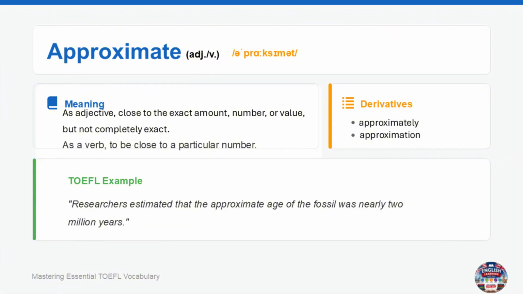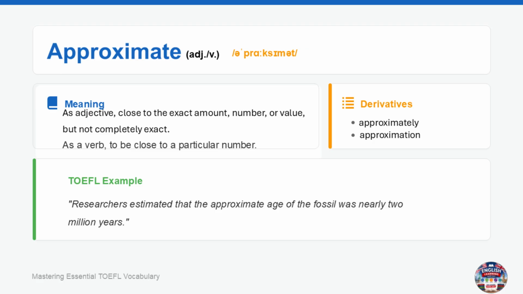Listen carefully. Approximate. Now repeat after me. Approximate. Excellent. Approximate means close to the exact amount, number, or value, but not completely exact. As a verb, it means to be close to a particular number. So it's like saying about or around. Exactly. You'll often see this word in scientific reports and research papers.